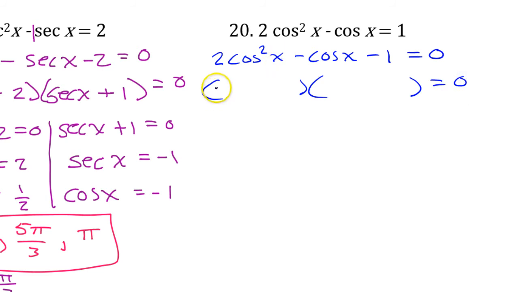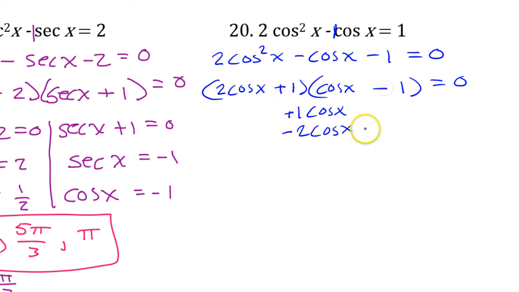2 cosine squared x can only factor as 2 cosine x times cosine x. 1 can only factor as 1 times 1. Now inner plus outer must equal the middle. Inner, I have 1 cosine x. Outer, I have 2 cosine x. I'm trying to get a middle of -1 cosine x. That will happen if I have a +1 and a -2 cosine x. So there's my +1 right here, and a negative here will give me the -2. Also, +1 times -1 is -1, so it works.